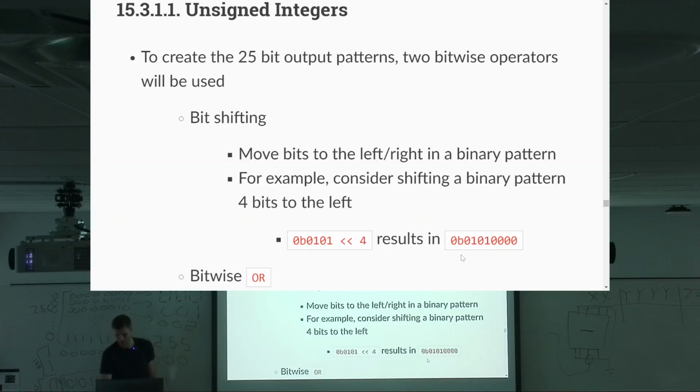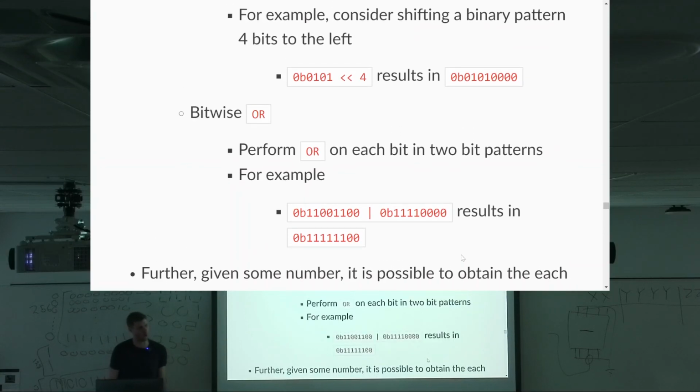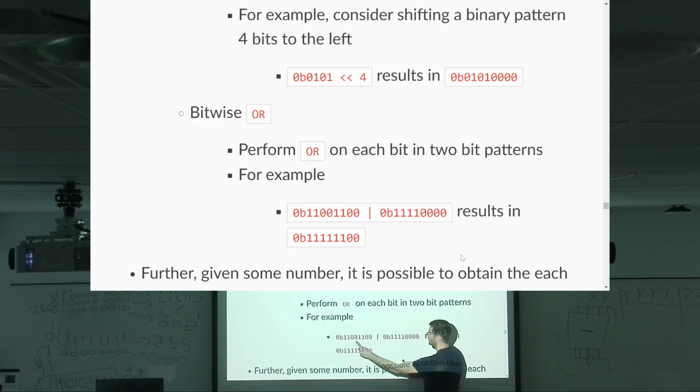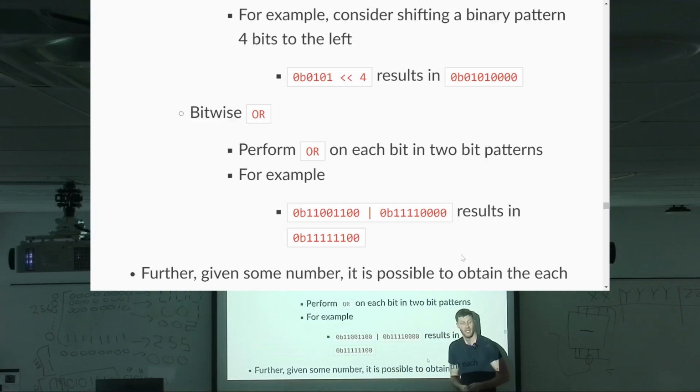The other thing we're going to do is bitwise OR. Bitwise OR is just OR on the bits. So bitwise OR of these two values would be: you do each pair to generate a 1. So 1 or 1 is 1, 1 or 1 is 1, 0 or 1 is 1, 0 or 1 is 1, 1 or 0 is 1, 1 or 0 is 1, 0 or 0 is 0, 0 or 0 is 0. Bitwise OR.